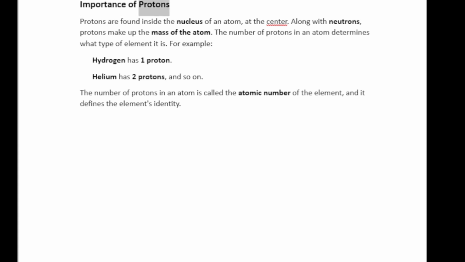Importance of protons. Protons are found inside the nucleus of an atom, at the center. Along with neutrons, protons make up the mass of the atom. The number of protons in an atom determines what type of element it is. For example, hydrogen has 1 proton, helium has 2 protons, and so on. The number of protons in an atom is called the atomic number of the element, and it defines the element's identity.